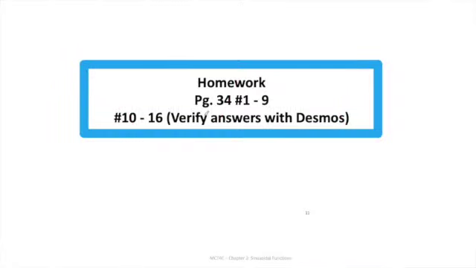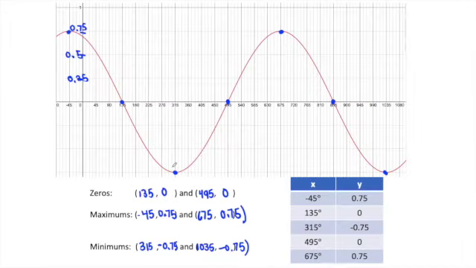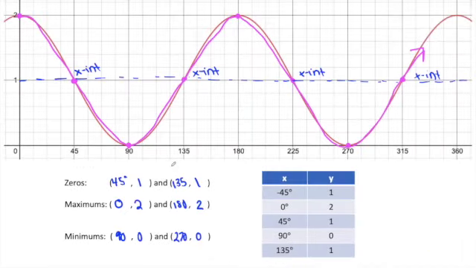Okay, so you're going to work on page 34, number 1 to 9 and 10 to 16, and it says to verify answers with Desmos. So make sure that your graphs look like what Desmos does. Again, it's easy enough to say that you can plug in something on Desmos. However, you need to make sure that you can graph them, because you'll have to graph for your assignment and for your test.